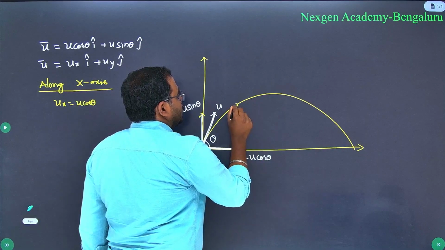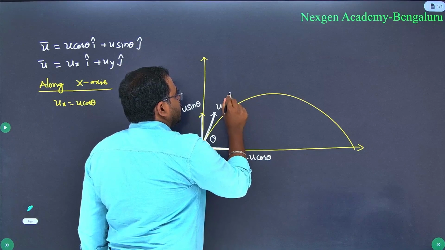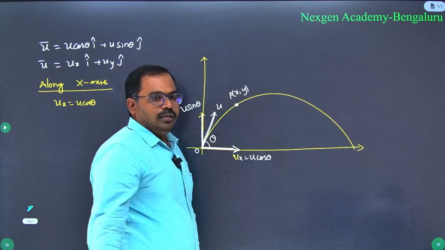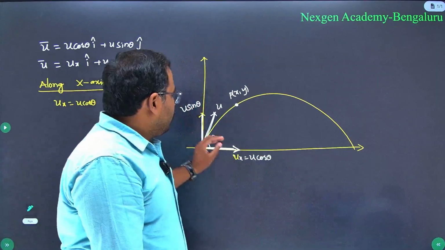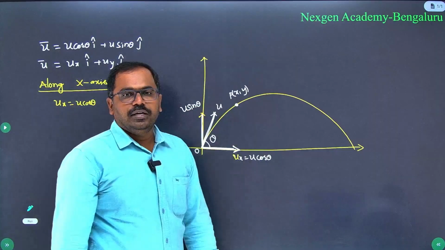At any instant of time, the body is at the point P. This point has the coordinates x comma y. Let's imagine the body is at a point P which has the coordinates x comma y.